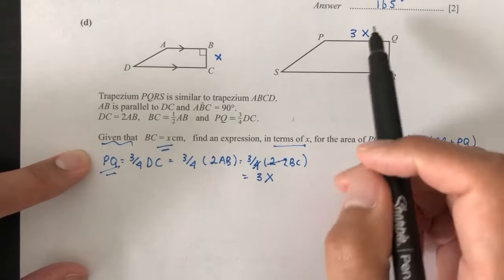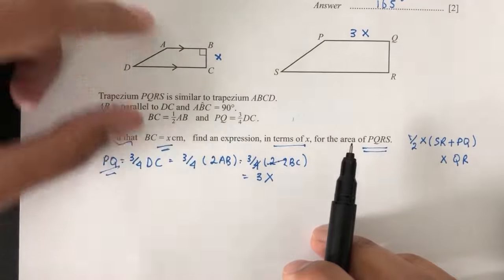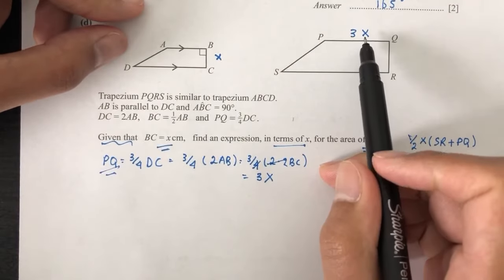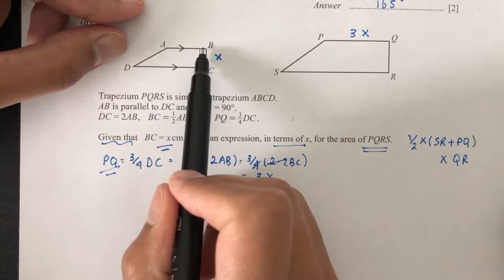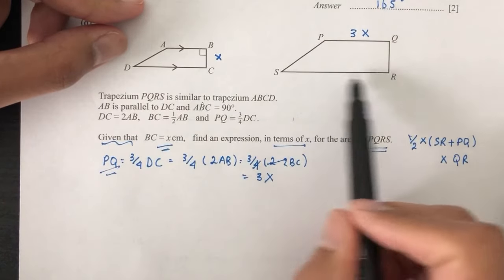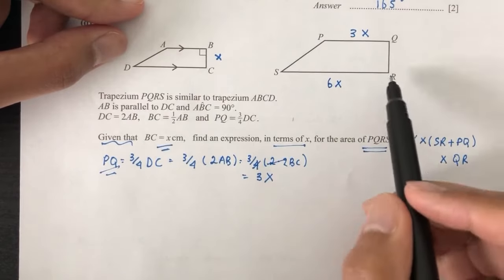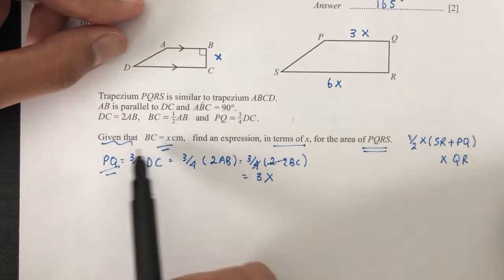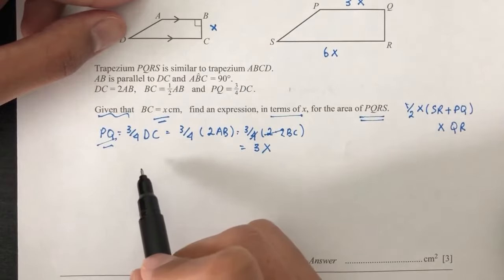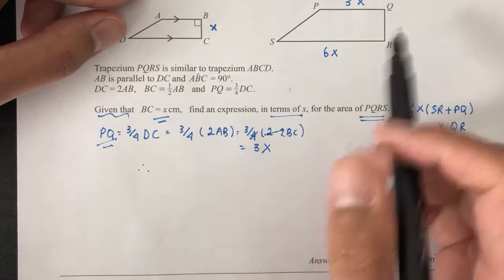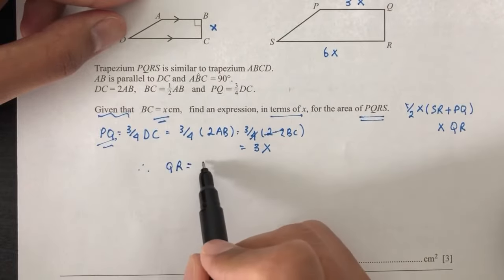So now we can use this to find the rest. So what do we have here? So we know this, and the ratio of this side, DC to AB, is twice. It means that SR will be twice PQ. So SR will be 6X. Now for this height, the ratio of BC to AB is 1/2. So same thing here. The ratio of QR to PQ should be half.